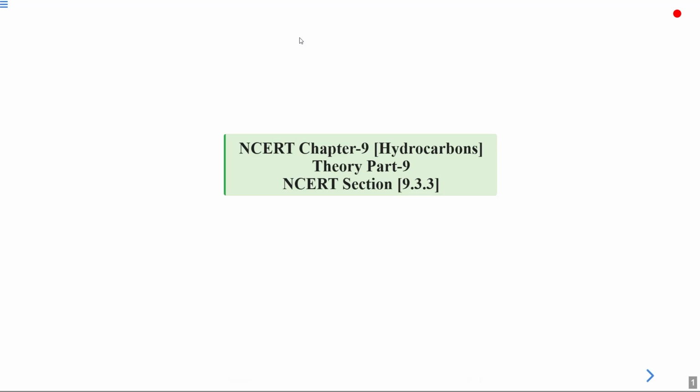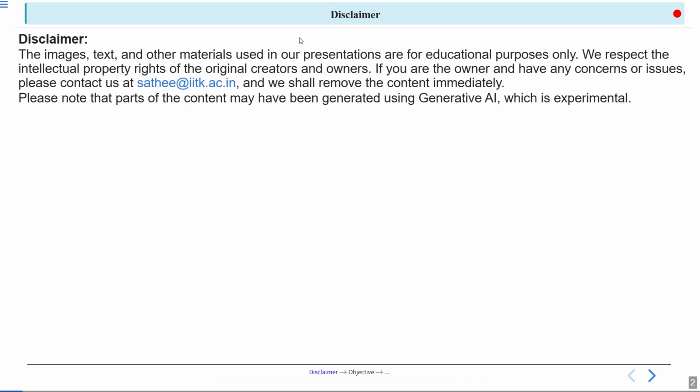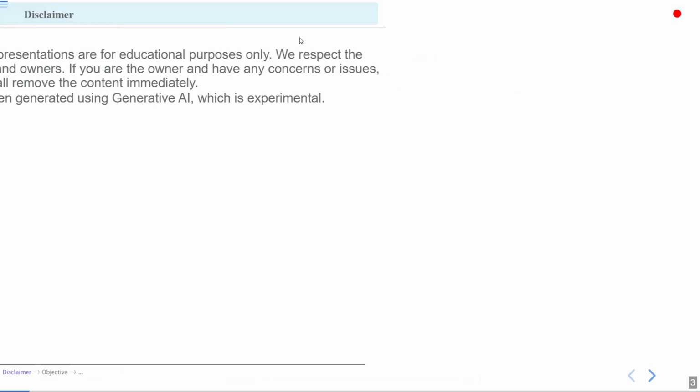Hello students, so let us continue our chapter 9 hydrocarbon. Today we will see the theory part 9 and in this we will cover the NCERT section 9.3.3. So this is our disclaimer.